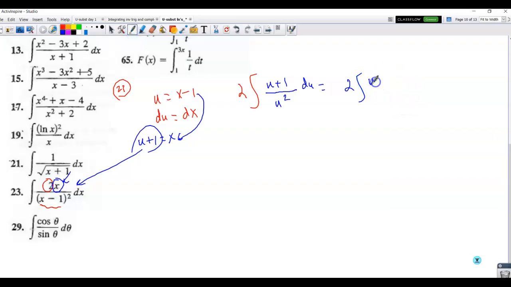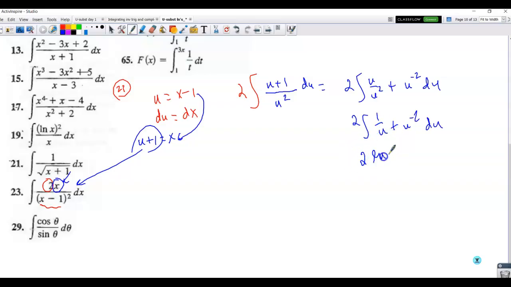So u over u squared plus u to the negative 2. There's a reason I'm writing them. I'm preparing for what is going to happen. That becomes 1 over u. That's how I want to see it. I want to see the 1 over u as 1 over u versus u to the negative 1, which I might do something silly with.